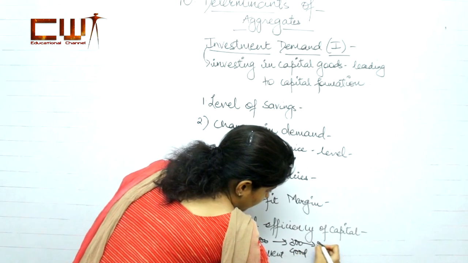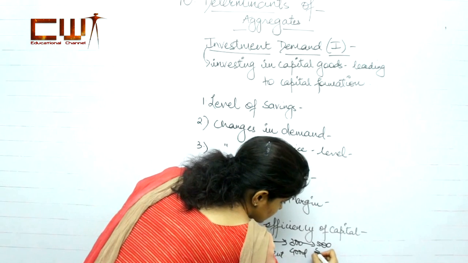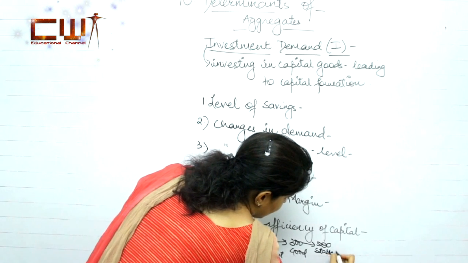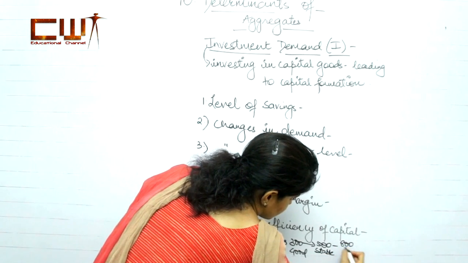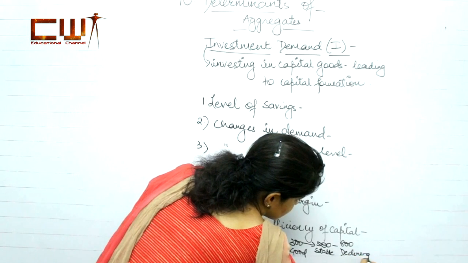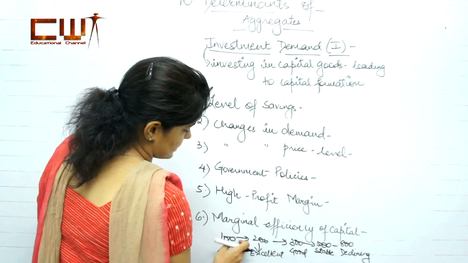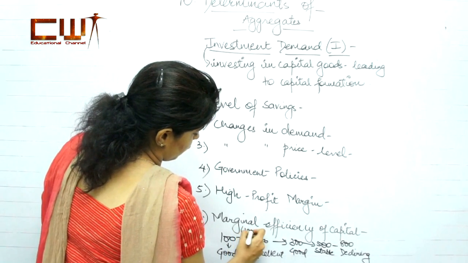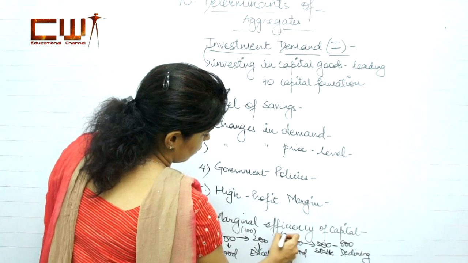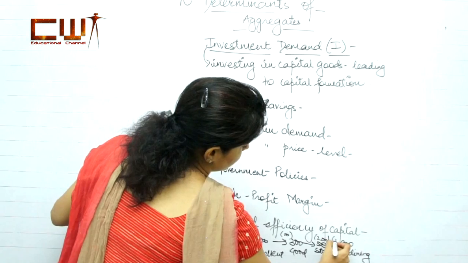Then I invest 500 lakhs and the returns are stable. I invest 800 lakhs and they start declining. This is the marginal efficiency: the first 100 lakhs were good, then you increased it by a marginal 100, then again a marginal 100, then a margin of 200 and a margin of 300.